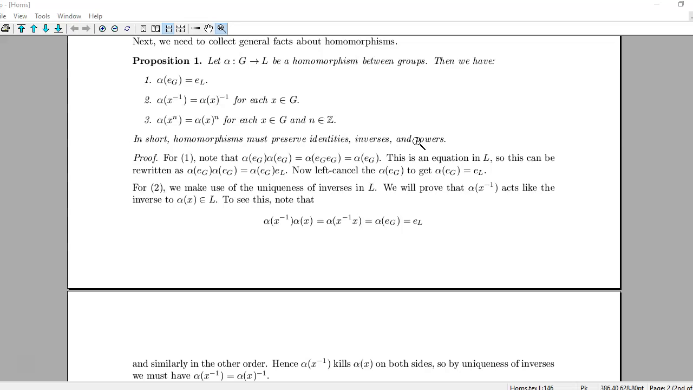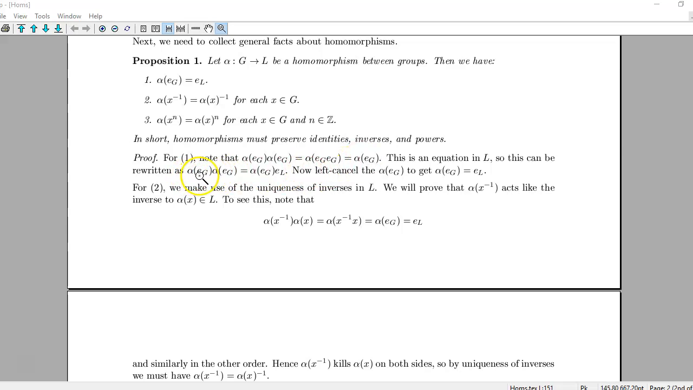So here we go. Let's just compute alpha of EG times alpha EG. Well, since alpha is a homomorphism, that is alpha of EG times EG, but EG times EG is EG. Okay, so I have alpha of EG times alpha of EG is alpha of EG. Okay, now this is an equation in L, so there's no harm in me taking this and multiplying it by an identity on L on the right hand side. It doesn't change anything, so do that.